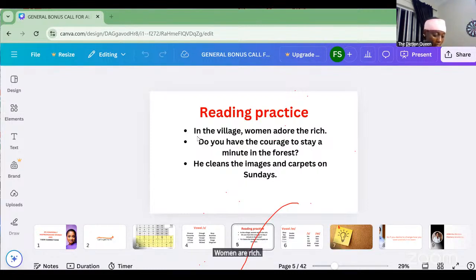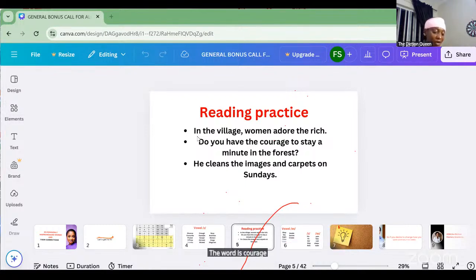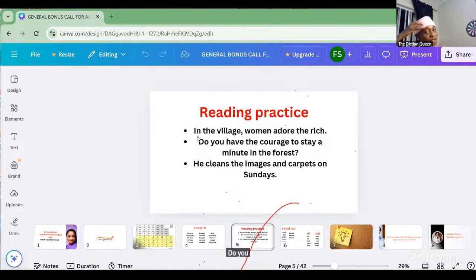Okay. Do you have the courage to stay a minute in the forest? The word is courage. Do you have the courage? You don't have to rush. Rushing would only deter your pronunciation. Take your time. Do you have the courage to stay a minute in the forest? Courage. Forest. Please try again.